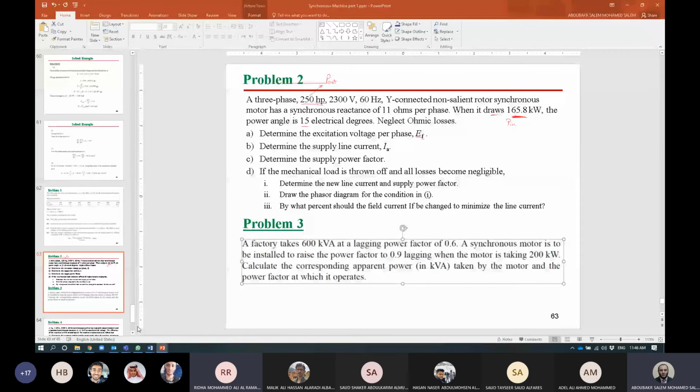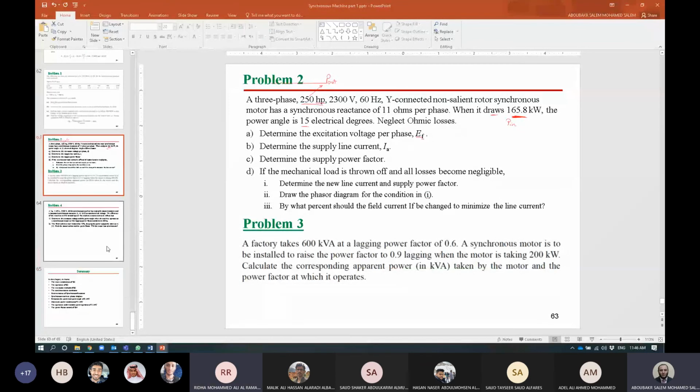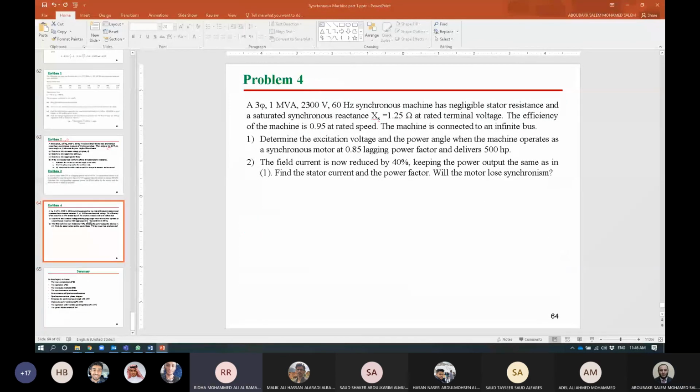Doctor, please. We said that Q2 is capacitive because it's a motor. No, because we would like to improve the power factor, and in order to improve it, it has to be leading. Right or wrong? Okay. For that it has to be capacitive.